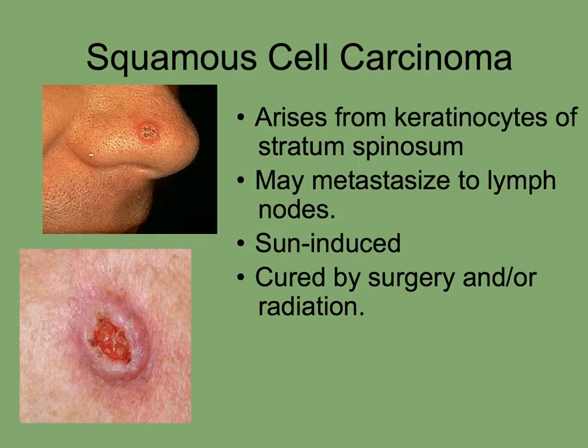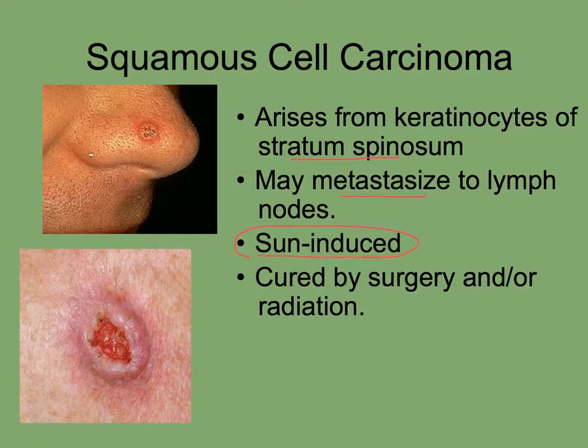The squamous cell carcinomas come from the keratinocytes. These are the cells that are adding keratin on their way to becoming dead, tough, keratinized cells on the outside of your skin, from the stratum spinosum, which is that second layer coming up from the newly developed cells. This one's a little more dangerous. It may metastasize, but it also is caused by long-term sun exposure.